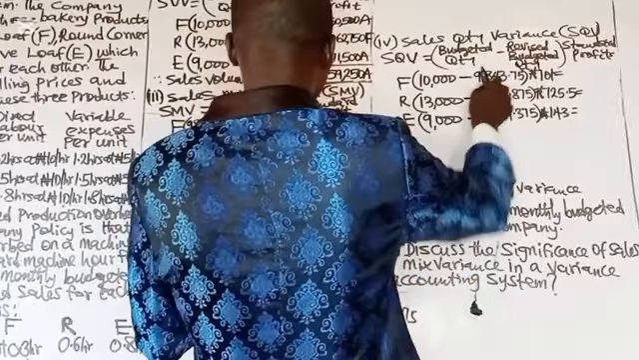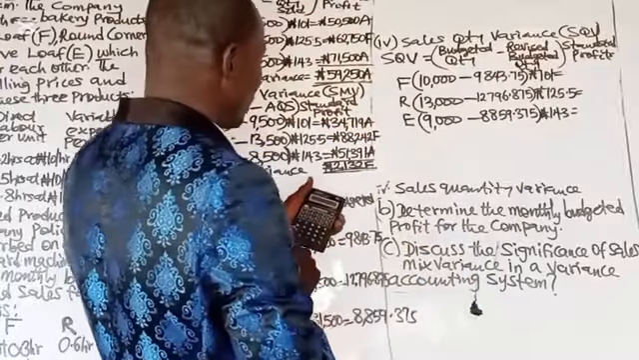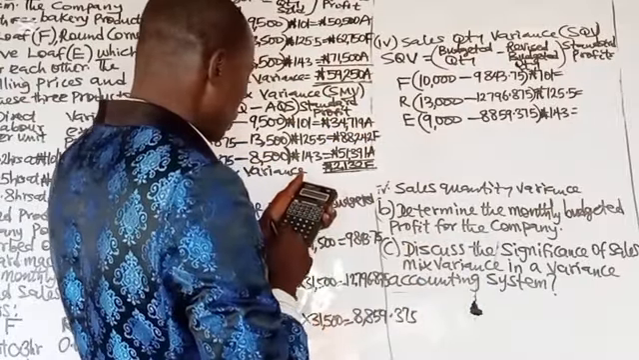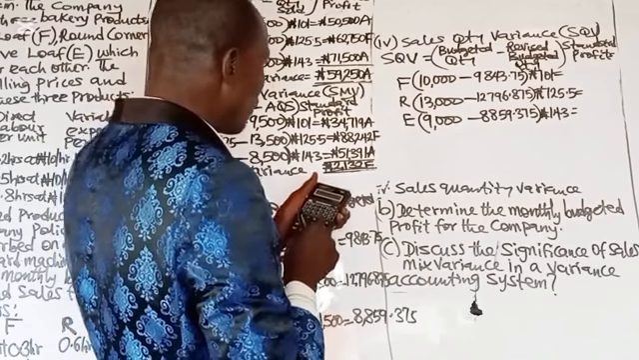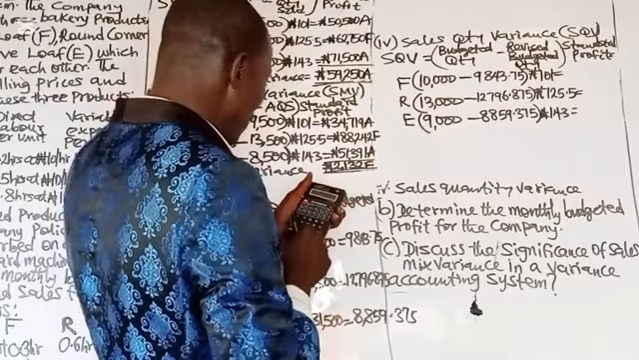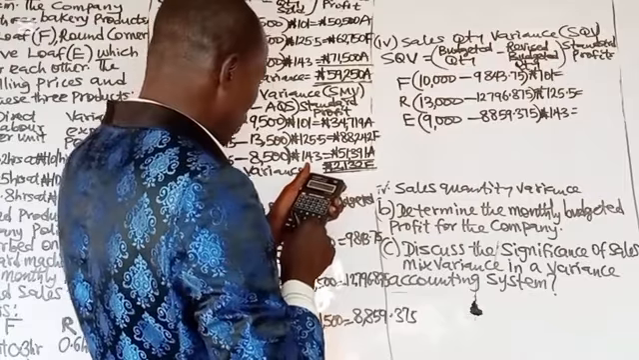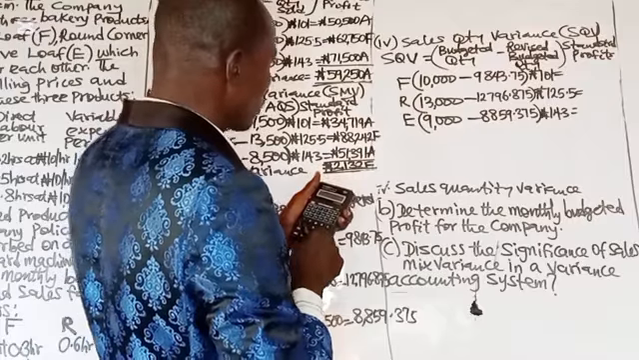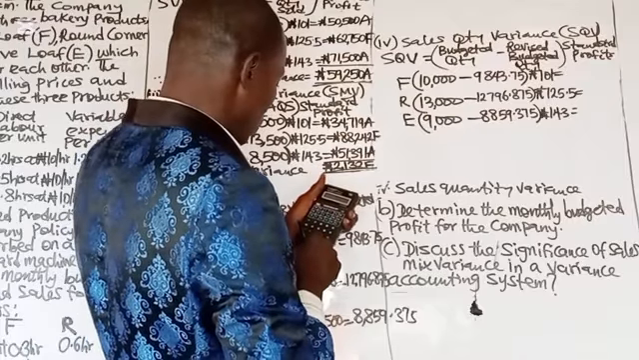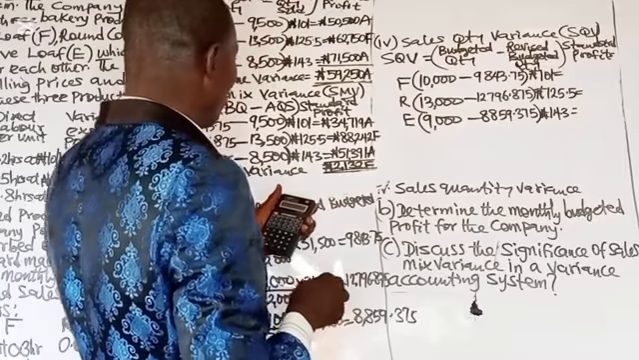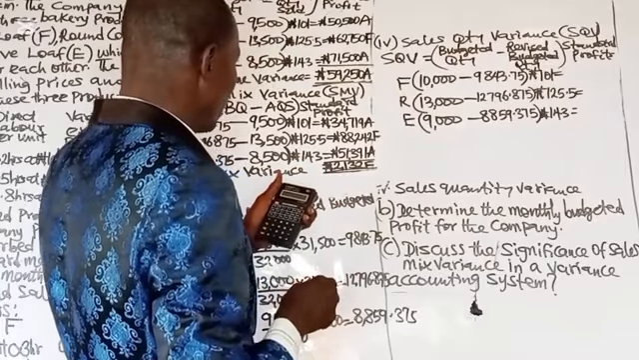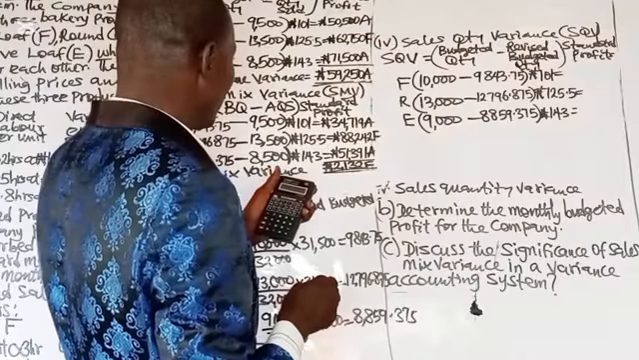So if you find the difference between this and this, 10,000 minus 9,843.75 times 101. We have 15,781 adverse.